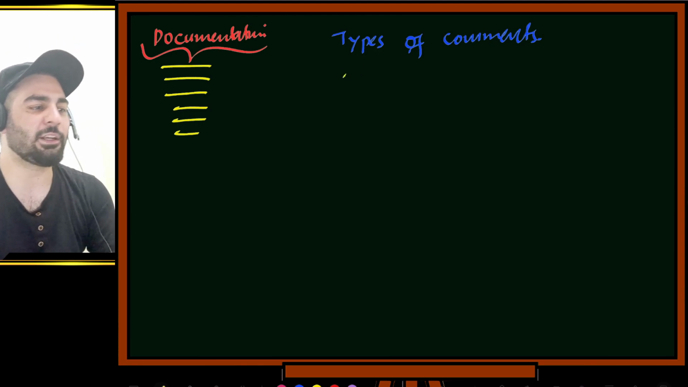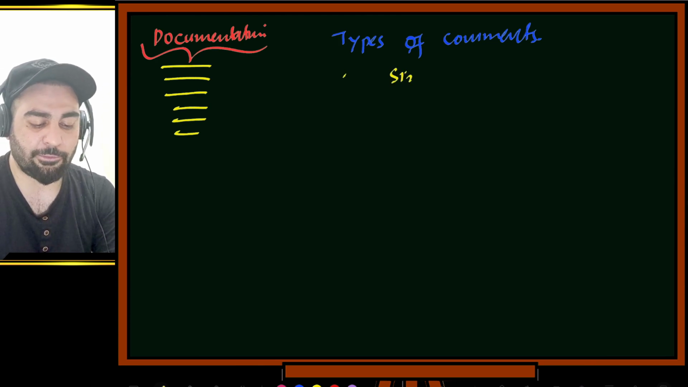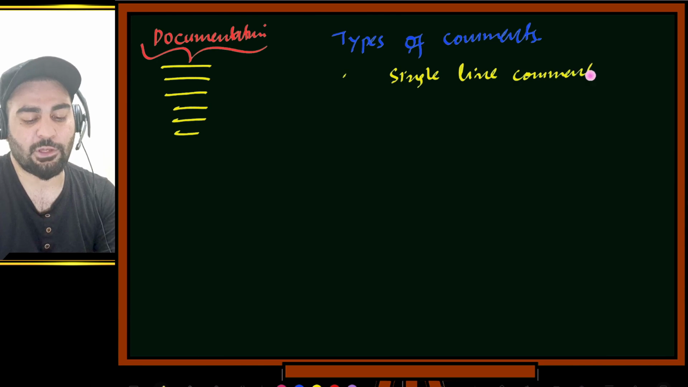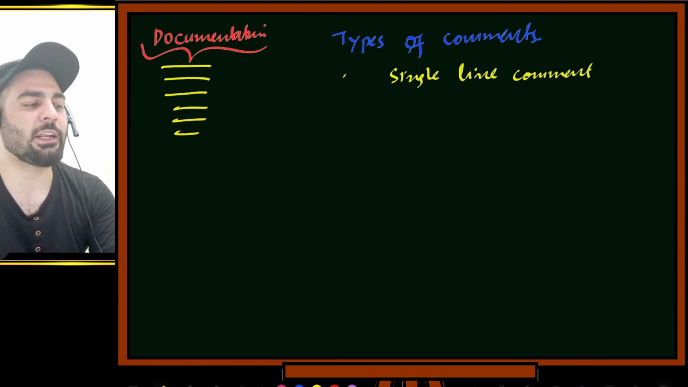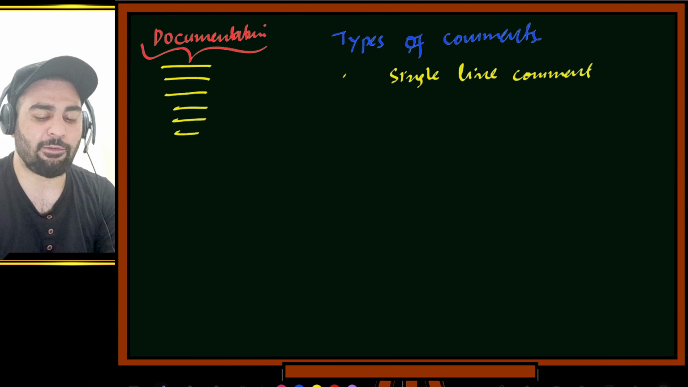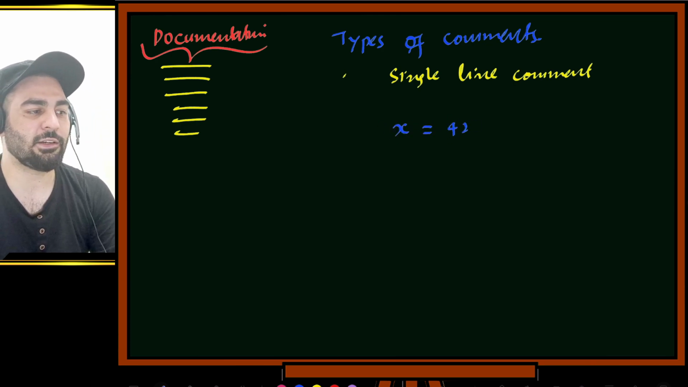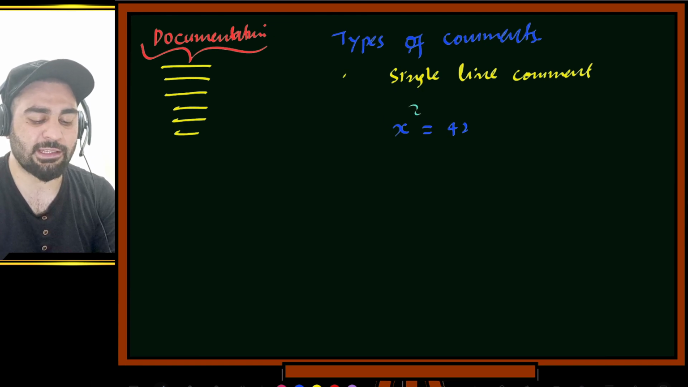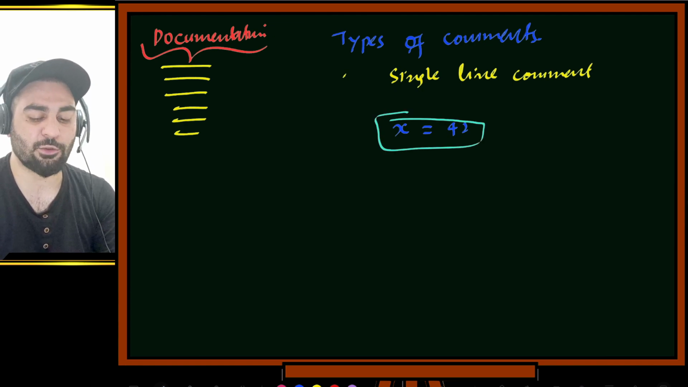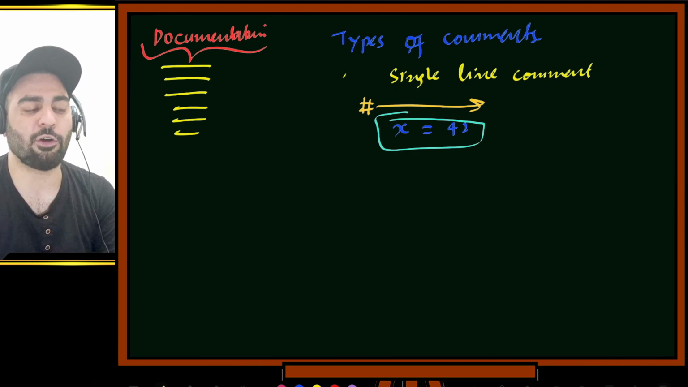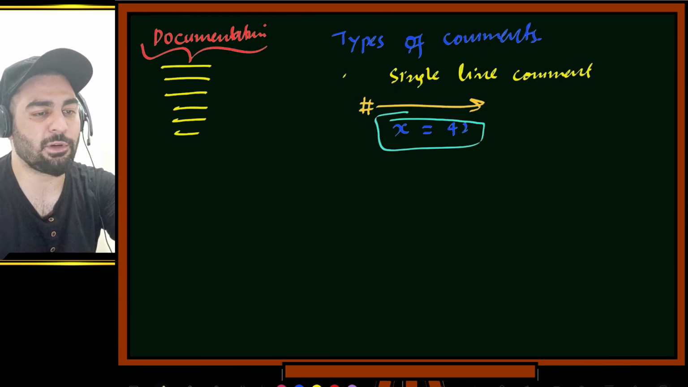The first is called a single line comment. In a single line comment, you write a code. Let's suppose you have a variable, x equals 42 or something like that. Then you want to say what this variable is about, and you can just comment this code. How do we comment in Python? You just write hash and then you write your comment. Let's go to the coding environment to show you this.